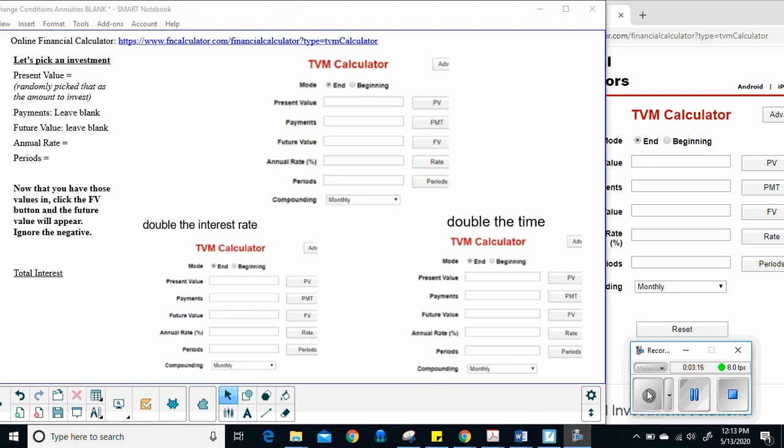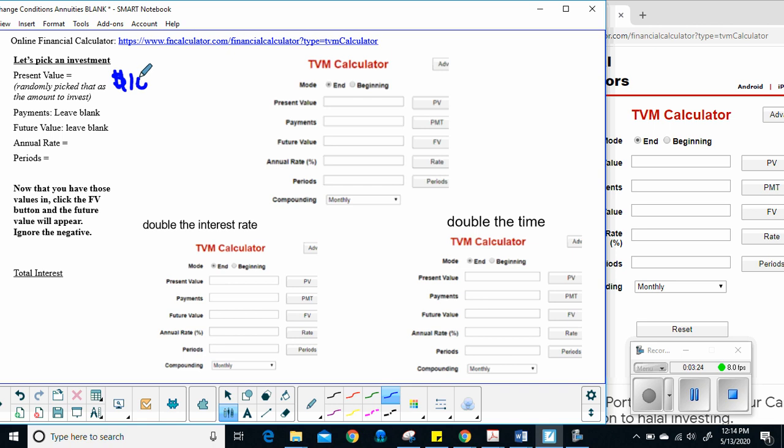Okay, so let's pick some random investment. I don't know, let's say I've got $1,000. Sure, that's going to be my present value. Why not? So I'm going to start with $1,000. Okay, I'm going to ignore this line for now. That's going to come up for annuities, which we are not at yet. Payments, I leave blank. Future value, I leave that blank for the moment.